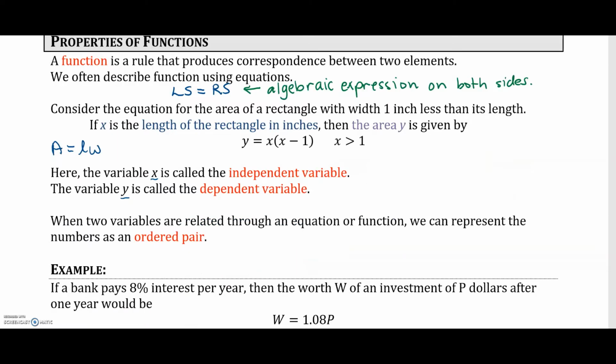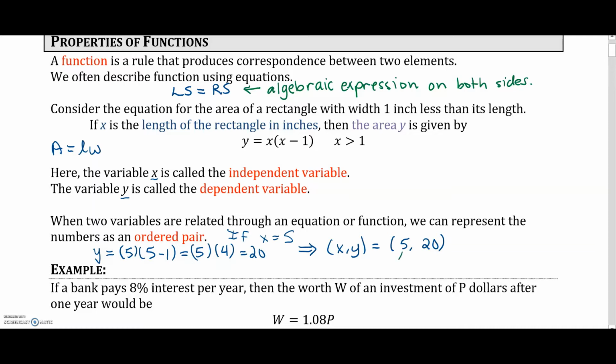For example, with our equation for the area of a rectangle, if x is equal to 5, then we can calculate the value of y. We find that if the length is equal to 5, then the area of our rectangle is equal to 20, and we can express that as an ordered pair. Our ordered pair (x, y) is equal to (5, 20).